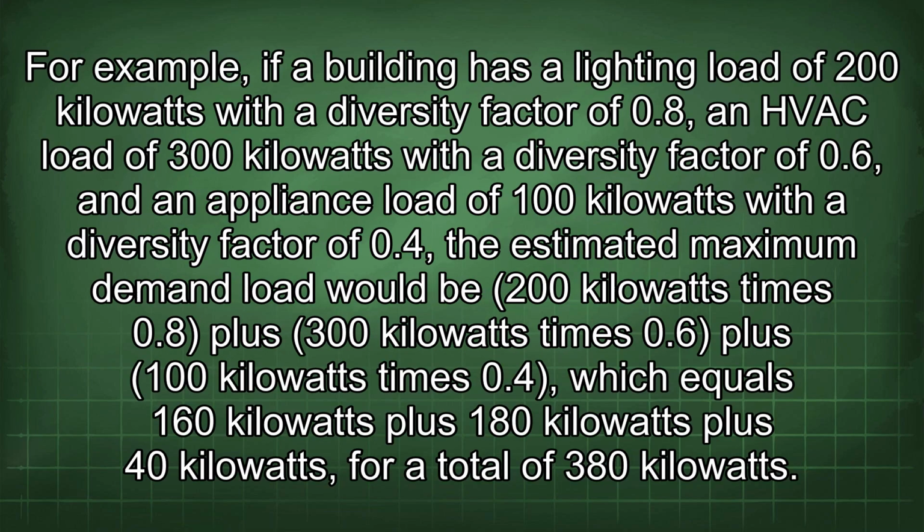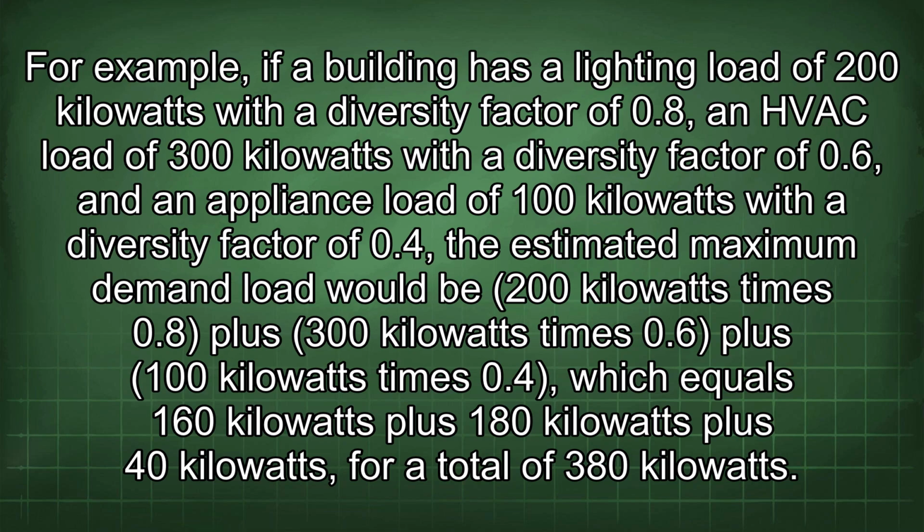For example, if a building has a lighting load of 200 kilowatts with a diversity factor of 0.8, an HVAC load of 300 kilowatts with a diversity factor of 0.6, and an appliance load of 100 kilowatts with a diversity factor of 0.4, the estimated maximum demand load would be 200 kilowatts times 0.8 plus 300 kilowatts times 0.6 plus 100 kilowatts times 0.4.